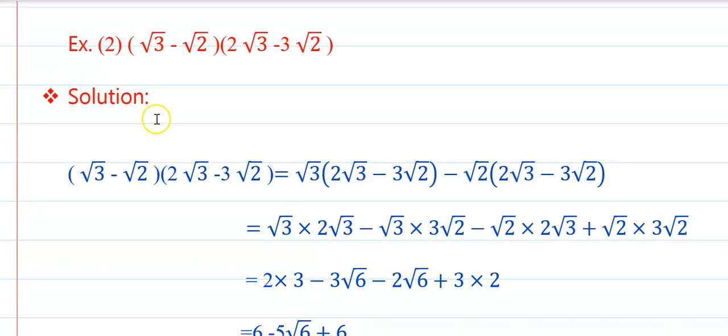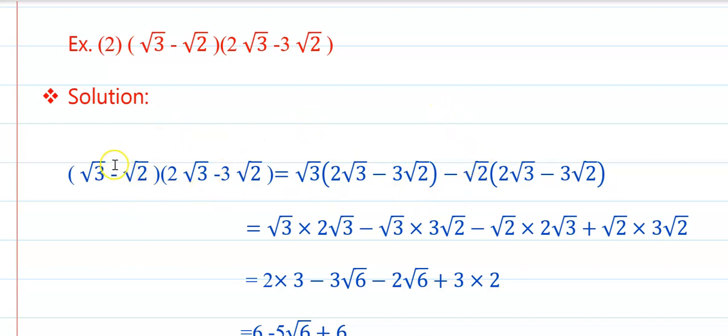In the second example, that is root 3 minus root 2 into 2 root 3 minus 3 root 2. Normal multiplication आहे. या फर्स्ट टर्मने पूर्ण ब्रॅकेटला मल्टिप्लिकेशन करणार, सेकंड टर्मने होल ब्रॅकेटला मल्टिप्लिकेशन करणार. That is, we will multiply the first term of the first bracket to the whole second bracket and the second term of the first bracket to the whole second bracket. Now see this here: root 3 into 2 root 3 minus 3 root 2, and again minus root 2 will multiply this whole bracket.